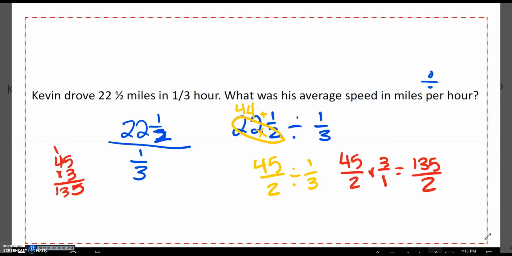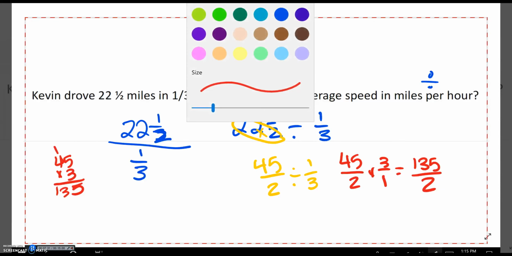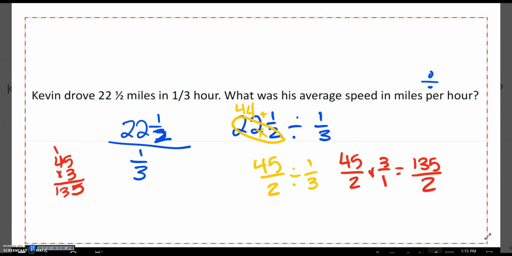Now, I'm not going to want to leave it an improper fraction. I don't necessarily have to turn it into a decimal. I can, but I definitely don't want to leave it as an improper fraction. So I'm going to turn it into a mixed number by dividing. So I'm going to do 135 divided by 2. 2 goes into 13 6 times, which is 12. Subtract, I get 1. Bring down my 5, I have 15. Goes in there 7 times, which is 14. I get 1.